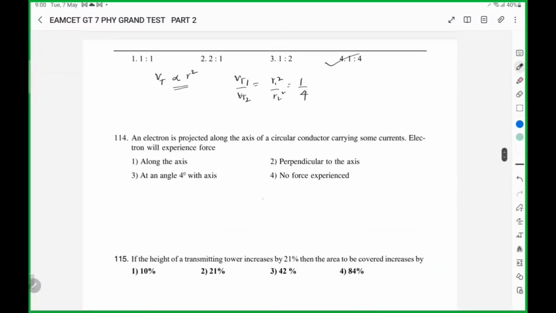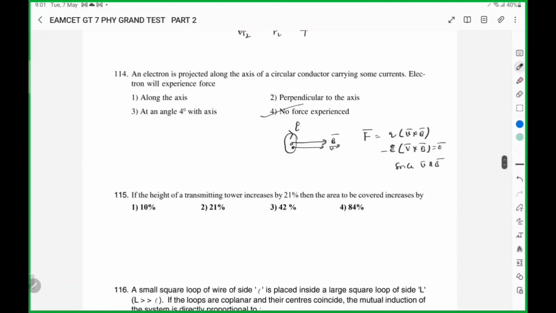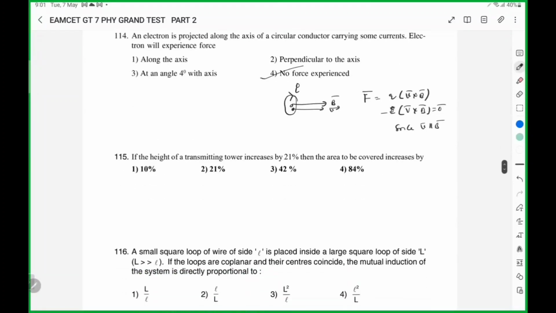An electron is projected along the axis of a circular coil. High current passes through it like this, so the magnetic field direction will be this. The electron is projected along the axis. Force on it will be q times V cross B, here with negative charge, minus e. V and B are parallel. So the net force is zero, and the electron will not experience any force.